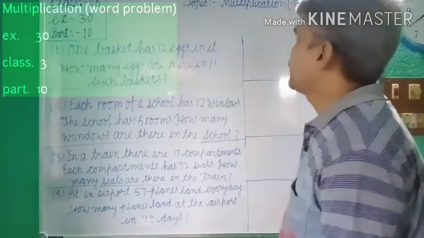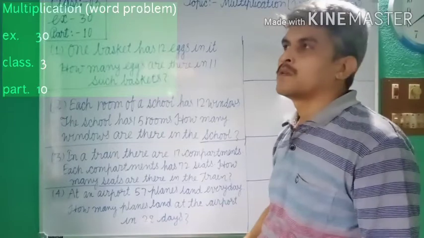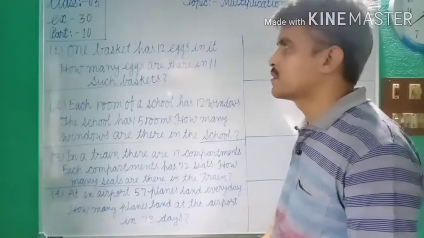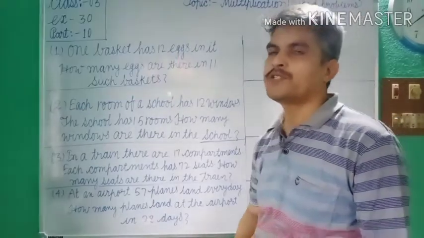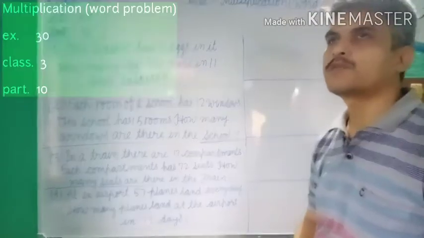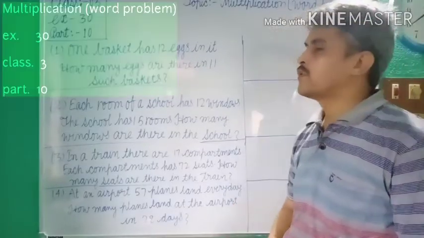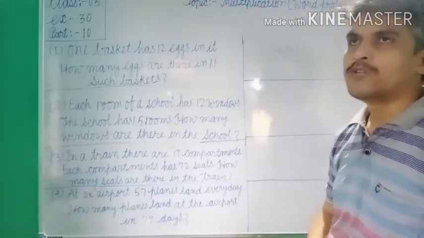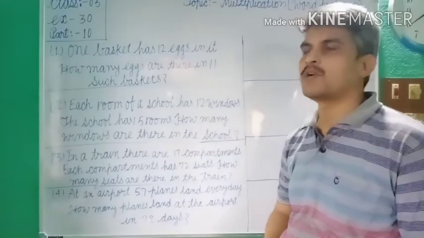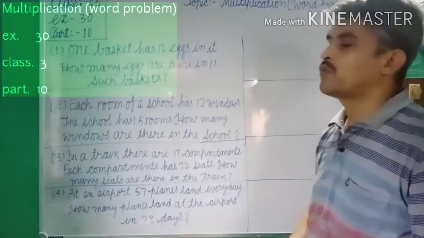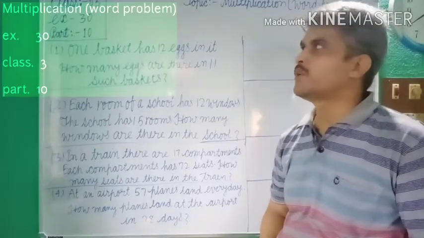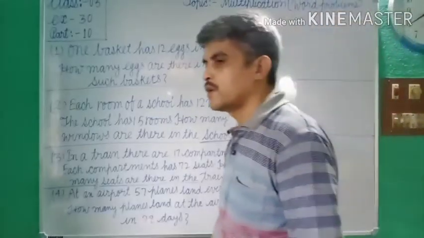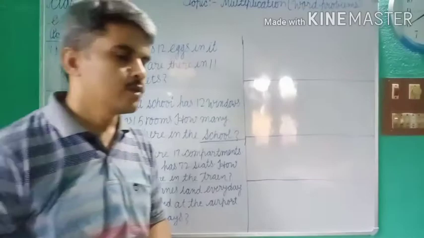Today I start multiplications. In multiplications, the last topic is related to word problems. Students, in the previous video I taught multiplication of 2 digits without carrying and with carrying, and 3 digits with and without carrying, and multiplying tens, hundreds and thousands. But today I discuss word problems related to multiplications, class 3, exercise 30, part 10. I have taken some problems from your books.